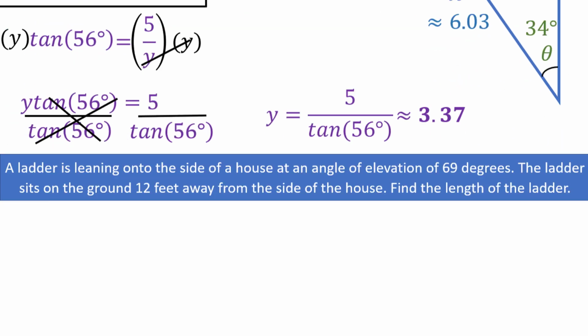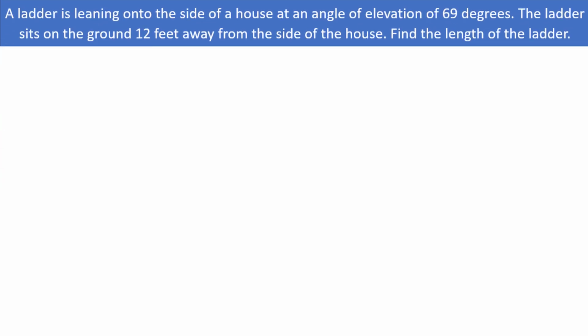Let's try a word problem. Say that a ladder is leaning onto the side of a house at an angle of elevation of 69 degrees. The ladder sits on the ground 12 feet away from the side of the house. Find the length of the ladder. Let's start to draw a picture of what has been described in this problem, which is unsurprisingly going to take the form of a right triangle.